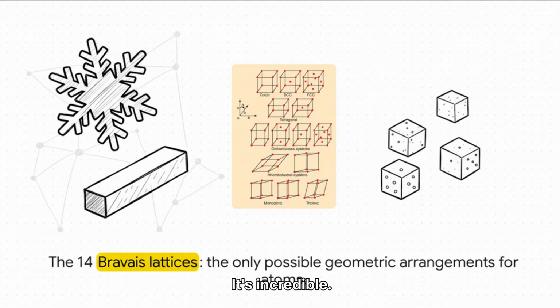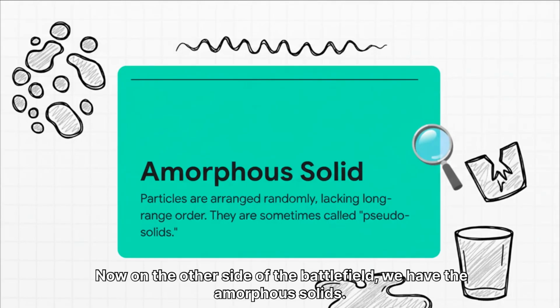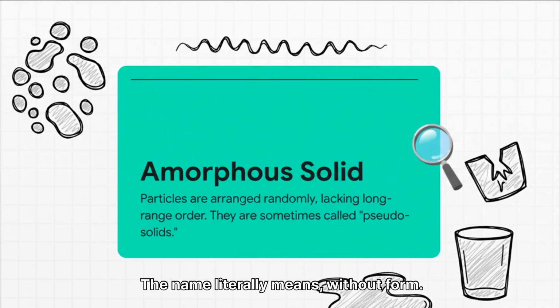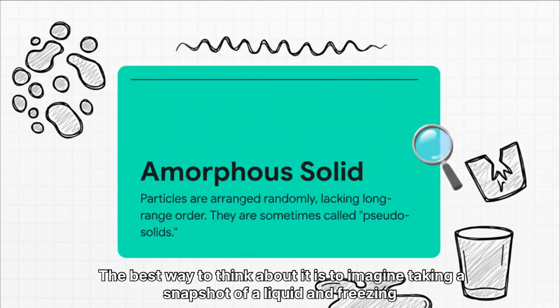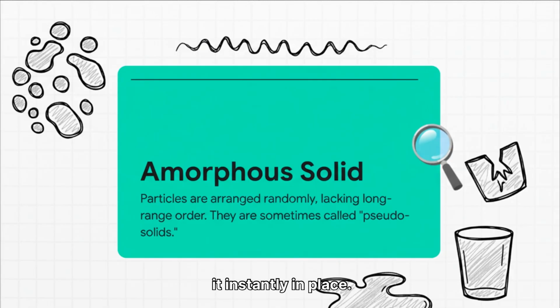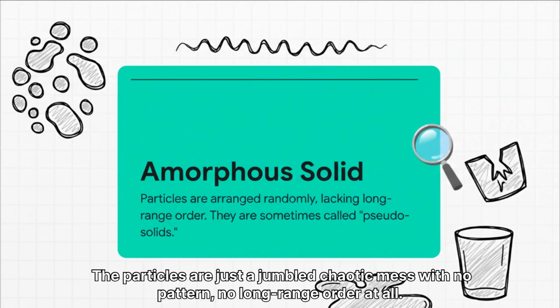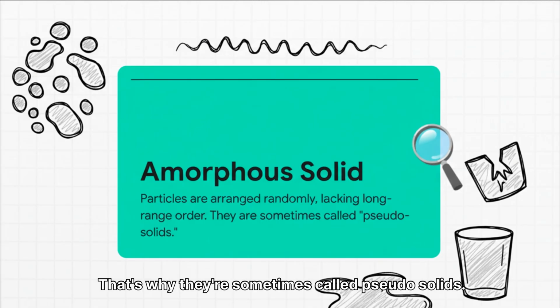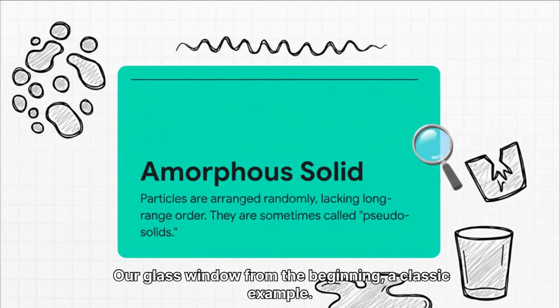It's incredible. Now, on the other side of the battlefield, we have the amorphous solids. The name literally means without form. The best way to think about it is to imagine taking a snapshot of a liquid and freezing it instantly in place. That's an amorphous solid. The particles are just a jumbled, chaotic mess with no pattern, no long-range order at all. That's why they're sometimes called pseudo-solids. Our glass window from the beginning?